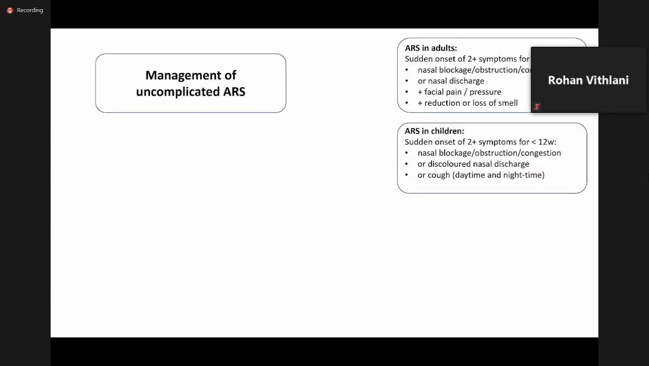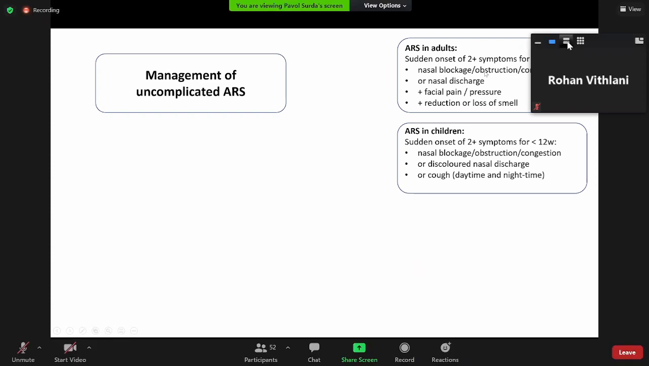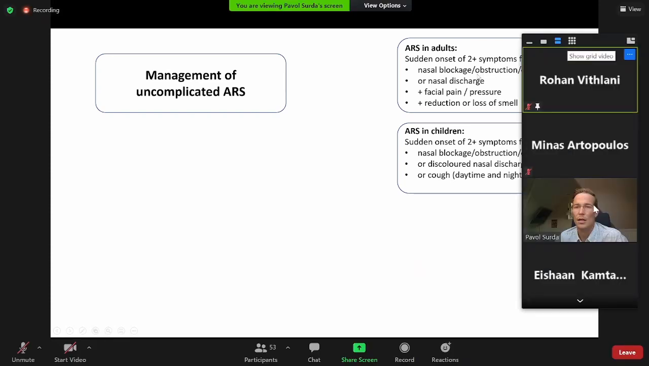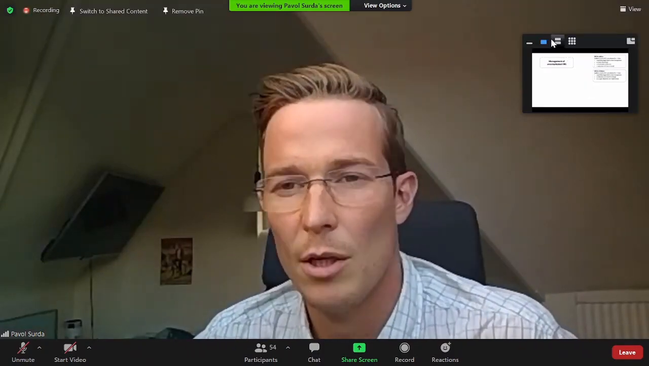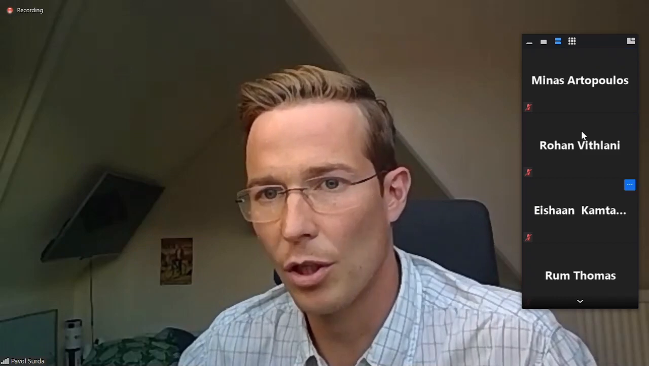So in the first place, I think we should define the acute rhinosinusitis. On the right side of the screen, you can see the definition by the EPOS guidelines. Acute rhinosinusitis is defined as an onset of 2+ symptoms for less than 12 weeks, sudden onset, very important: nasal congestion, obstruction, nasal discharge, blockage, plus/minus facial pain, pressure, or plus/minus reduction or loss of smell.